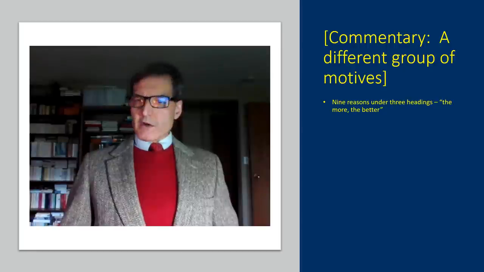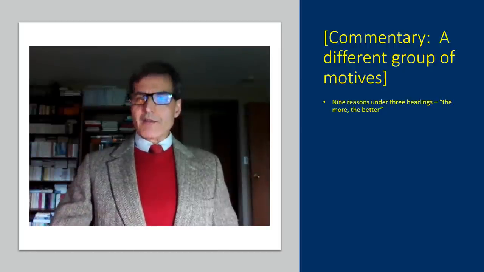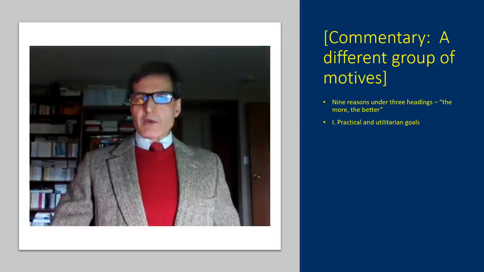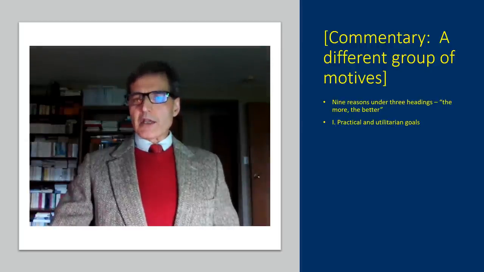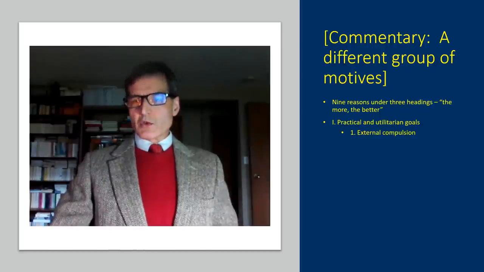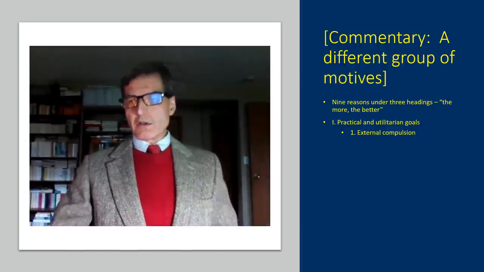And some of these are under your control. You can try to get them. You can try to build them in if you don't have them. So the first broad heading that I would see is what I would call practical and utilitarian goals. This is when, first of all, often there's external compulsion. You're made to learn a language. When you're in school and they tell you you have to learn a language, you have to learn a language.